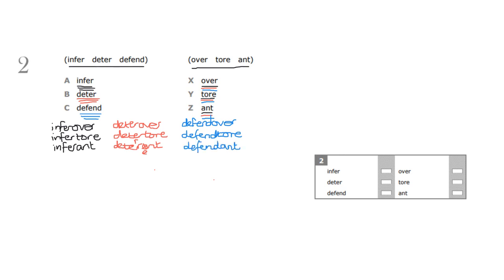This says defendant, and a defendant is somebody who is accused in a court of law of having done something wrong. So we have found our correct answer. So make sure that you mark this answer clearly on the answer sheet. So you need a horizontal line next to the word defend and a horizontal line next to the word ant.